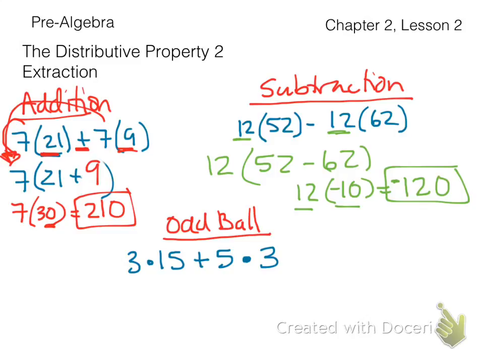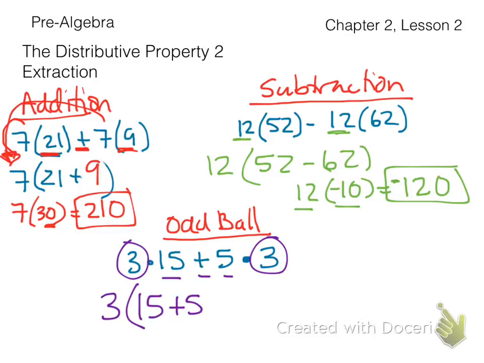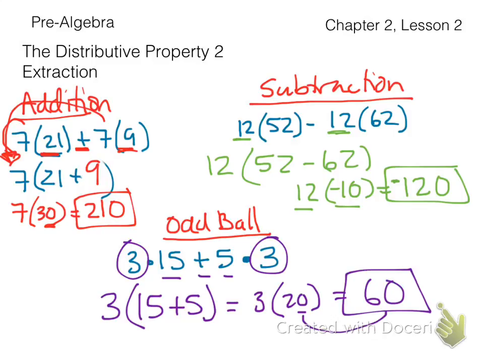This is like a crazy extraction method just because there's no parentheses, but since it's still multiplication, I can still extract things. Well, what is the thing that is the same in both? Well, it's the 3, so I'm going to extract the 3, and I'm going to keep what is left over, 15 plus 5. Well, 15 plus 5 is 20, 3 times 2 is 6, and then just add the 0, 60. There we go. Isn't that so much easier than doing all this crazy stuff?